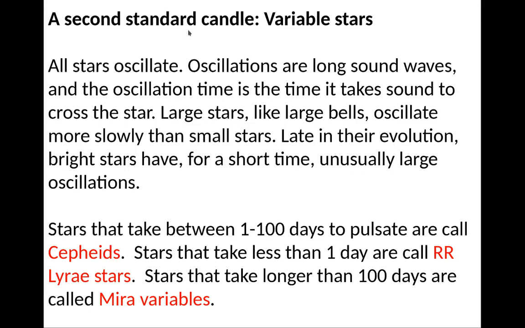Late in their evolution, bright stars for a very short period of time have unusually large oscillations. There are stars which take about 1 to 100 days to pulsate, and these are called Cepheid stars. Stars that take less than 1 day are called RR Lyrae stars. And stars that take longer than 100 days to oscillate are called Mira variables. The ones we are concerned about are Cepheids.